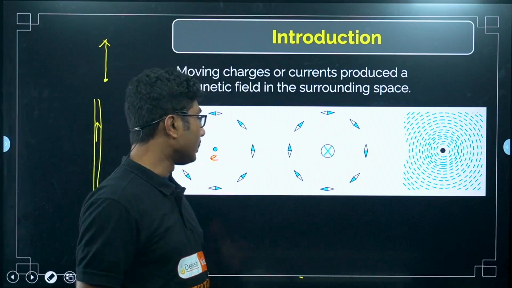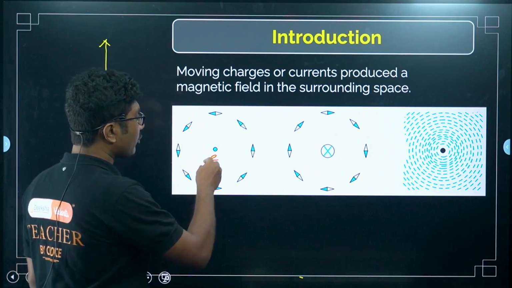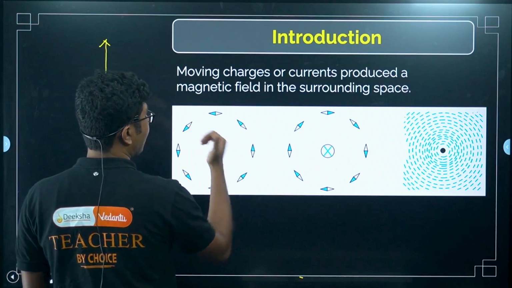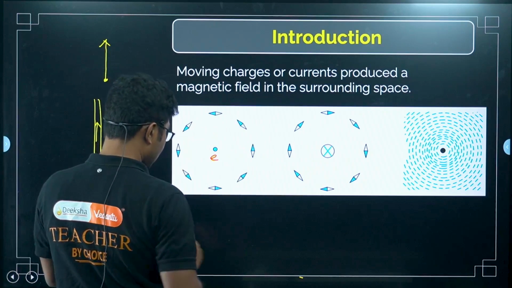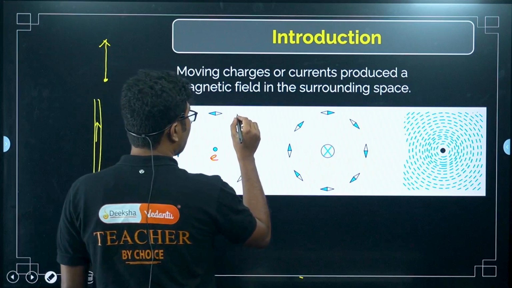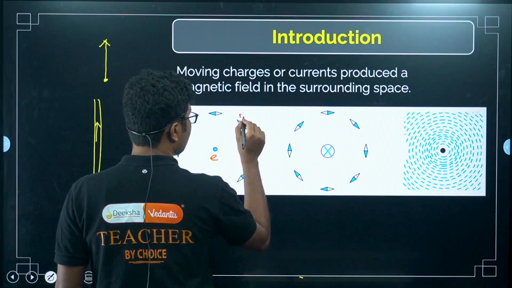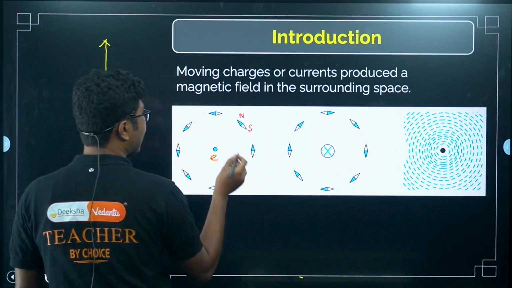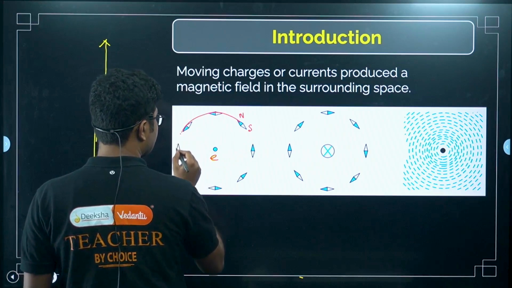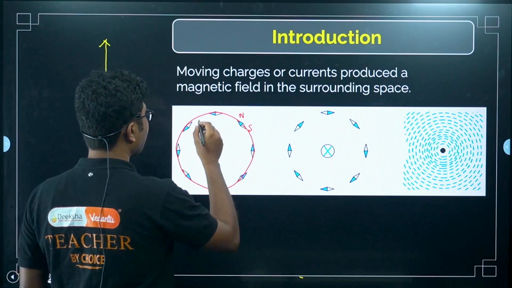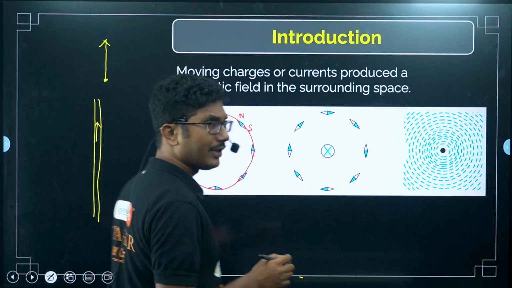We already learned that. So whenever a positively charged particle is moving out of the page, then the magnetic field will be like this. And so we can say this is the north pole, this is the south pole. So the magnetic field lines will be like this. These are magnetic field lines. We will learn about the properties of magnetic field lines in our subsequent videos as well.